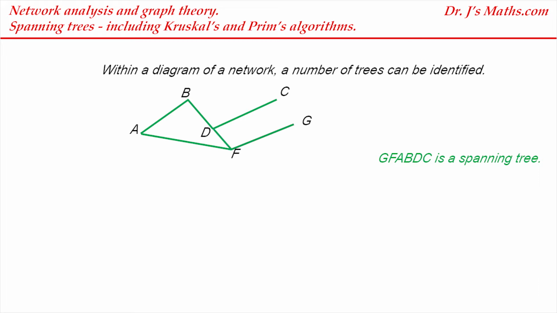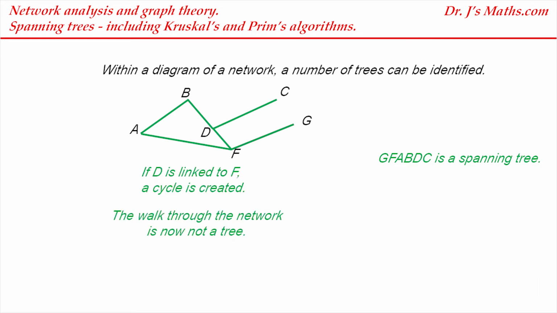If we included an edge from D to F and linked those two vertices, then a cycle would be created, and then the walk through the network is no longer a tree.